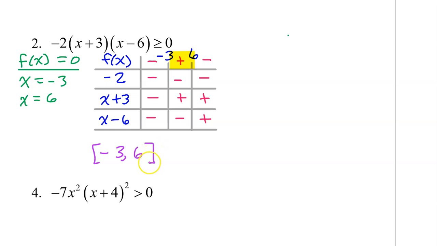So from negative 3 to 6, but be careful with the endpoints. They will be brackets because this says greater than or equal to 0, so we want to include the endpoints. So this is the solution to number 2.